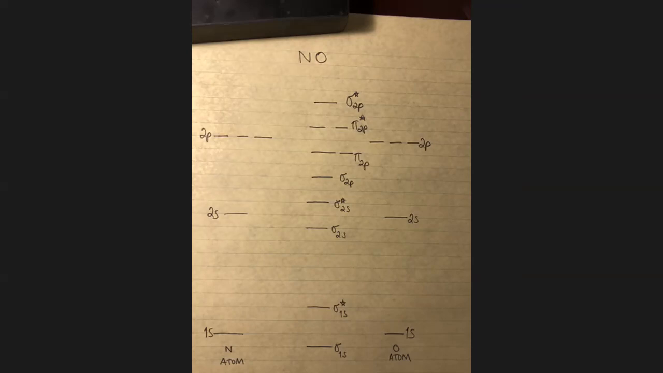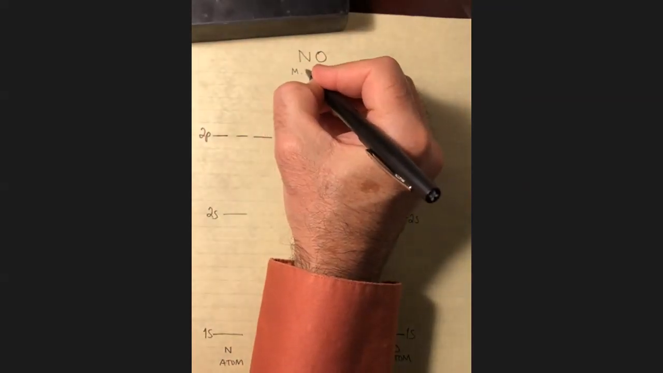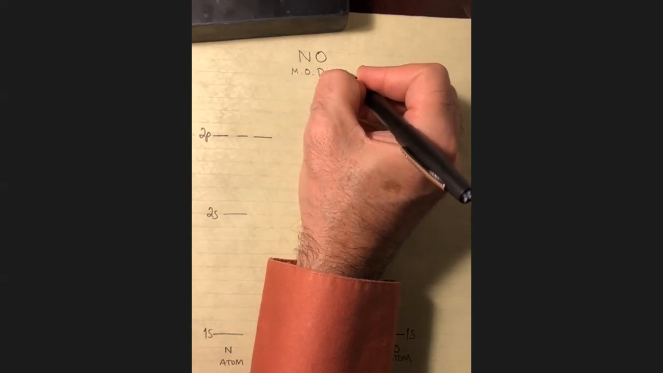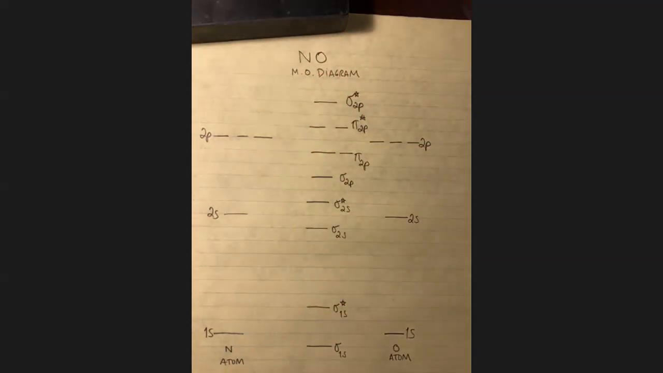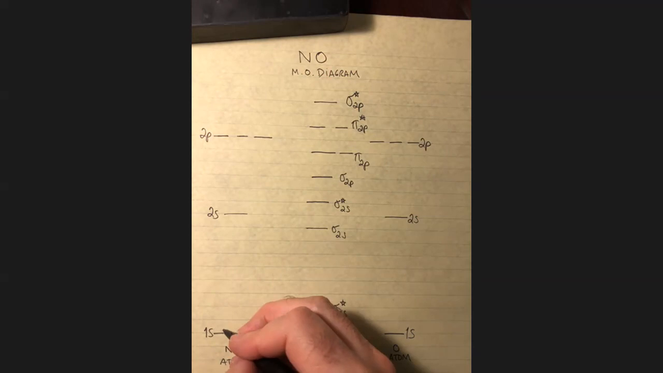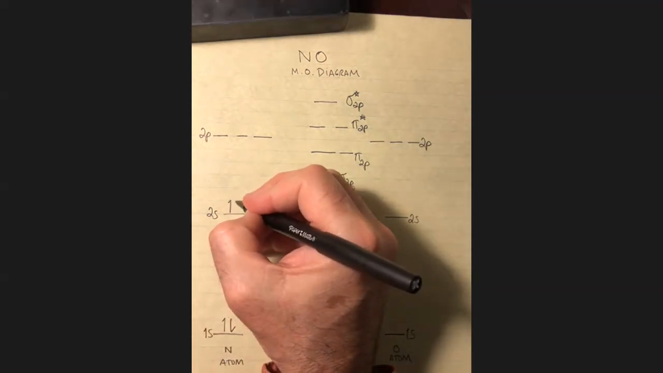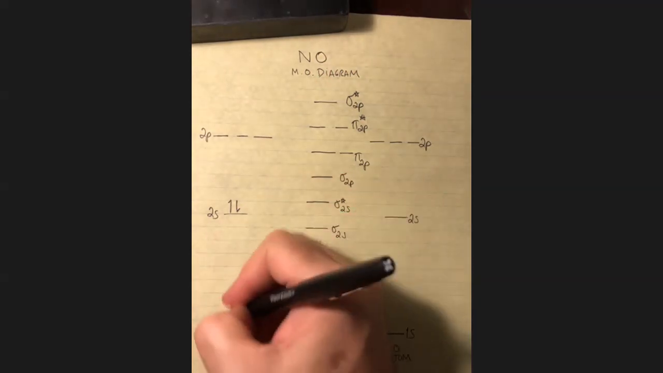Okay, I'm going to try to do a molecular orbital diagram for nitrogen monoxide. Once more, we're going to make some assumptions. Let's start off with nitrogen. Nitrogen is atomic number 7. So let's go ahead and fill in its atomic orbital diagram: 2, 4.